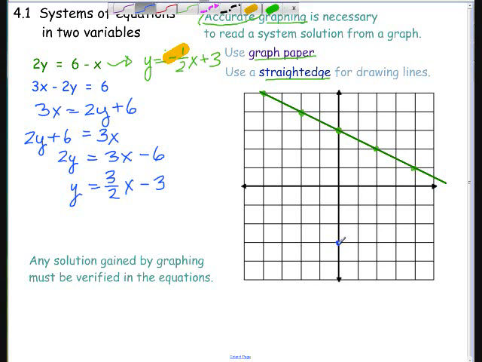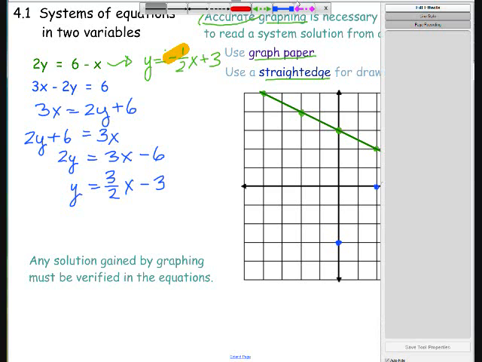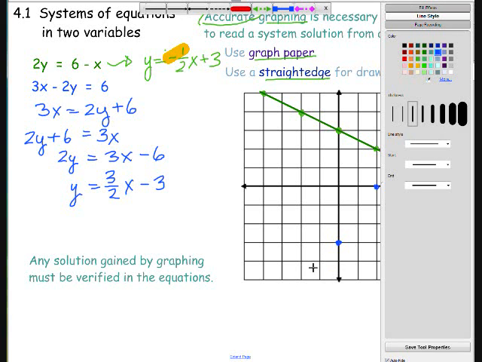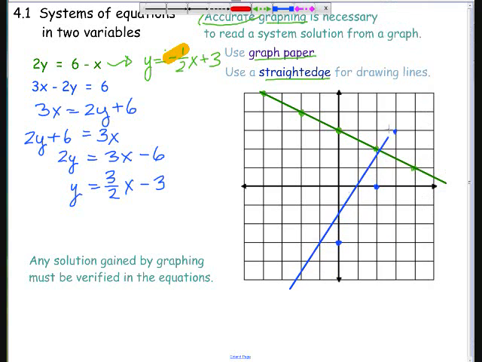So here it is at negative 3. Now that I've anchored my line, I'm going to use the slope, which tells me I need to go up 3 over 2. Up 3 over 2. Up 3 over 2. This will give me several points. And now I'll draw my line, and I will choose a good color, something that makes sense for the work we're doing here.